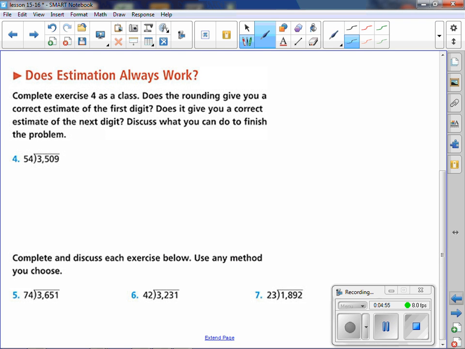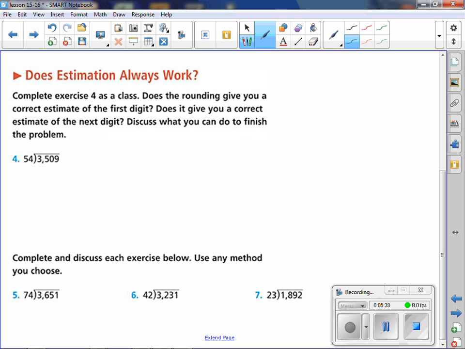When we think about it, if we round, can we get the correct answer, or can we not? So let's look at 54 into 3,509. We would bump this to maybe 55, or 50 even. As we think this through, how do we estimate? The product's too big to subtract if we estimate it at 7. 7 times 50 would get me there, because 7 times 5 is 35, but I'm going to end up with too large of a number.